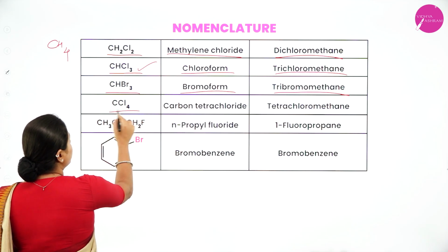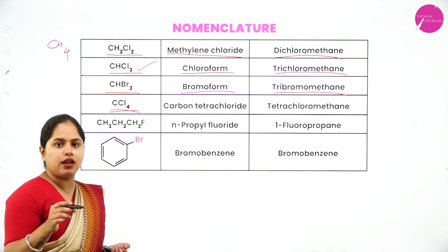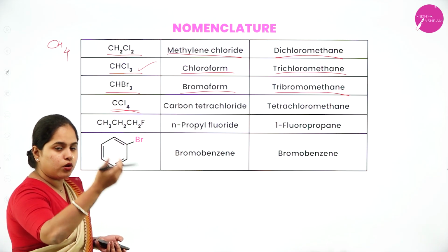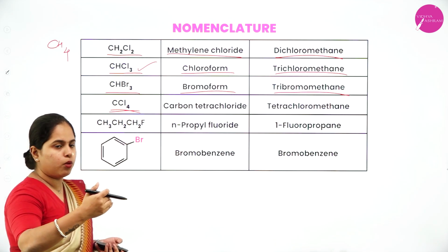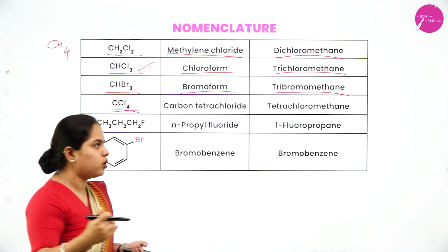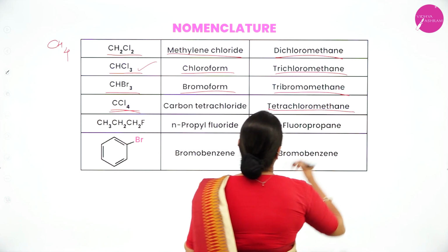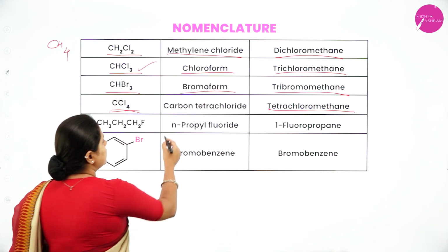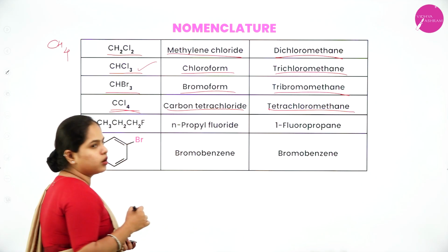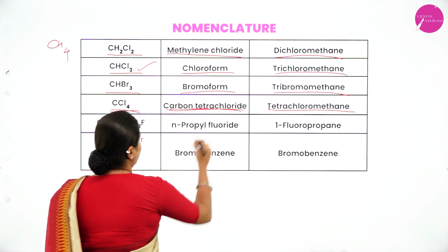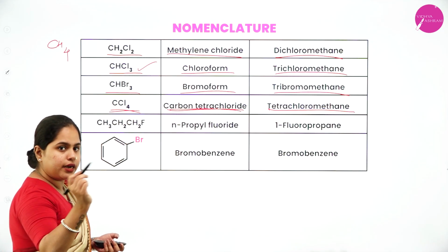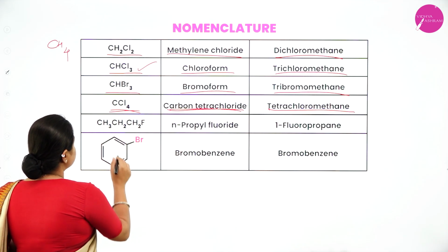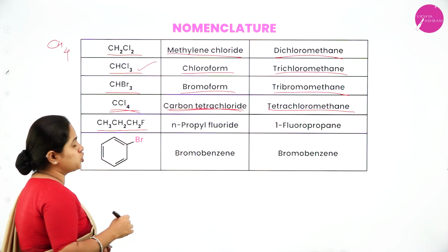Now CCl4, where all the hydrogen atoms in methane are replaced by chlorine atoms. Then what will be the IUPAC name? It was dichloromethane, trichloromethane. Now what will this be? Tetrachloromethane, right? All the hydrogen atoms are replaced by chlorine and the common name is carbon tetrachloride. See, Cl4, right? So carbon tetrachloride.